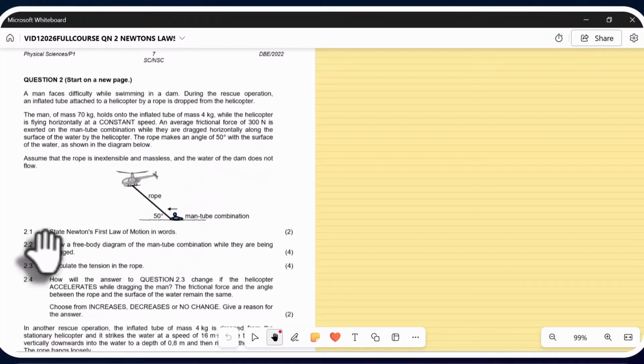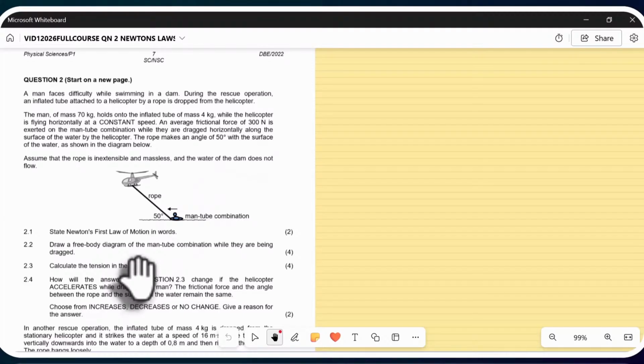We say that a body will remain at rest or continue moving at a constant velocity unless it is acted upon by an external force. Then 2.2: draw a free body diagram of the man-tube combination while they are being dragged.